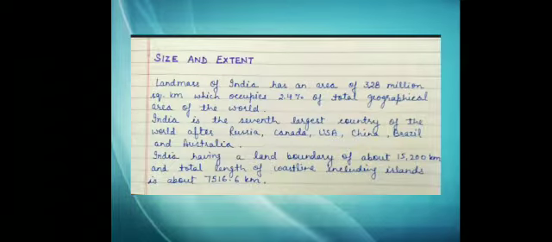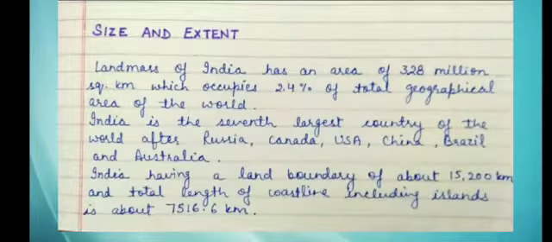Now let's discuss the size and extent. Landmass of India has an area of 3.28 million square kilometers, which occupies 2.4% of total geographical area of the world. India is the 7th largest country of the world after Russia, Canada, USA, China, Brazil and Australia.